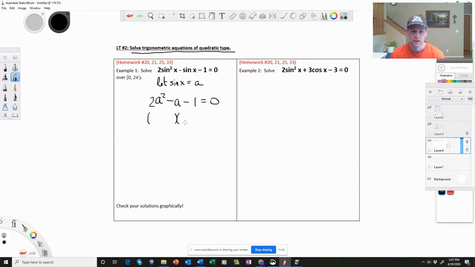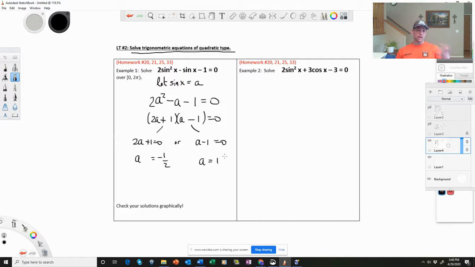So let's go ahead and solve it. We can solve it by factoring. So 2a times a, put a 1 there, a 1 there. I need a negative a, so those are my signs. So now what I know is that either this equals 0 or this equals 0. So I can split this in half and say either 2a plus 1 equals 0 or a minus 1 equals 0. Solving, I get a equals negative 1/2 or a equals 1.